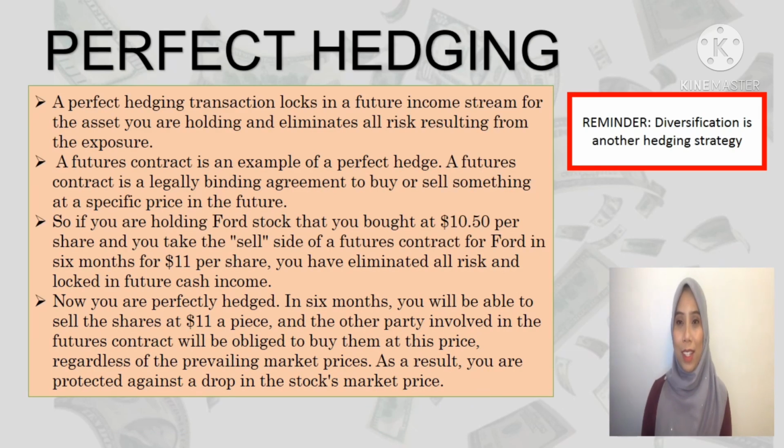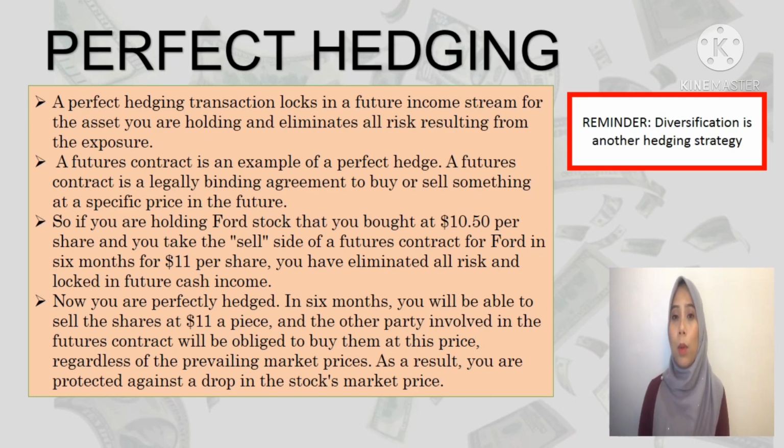What is a perfect hedging transaction? A perfect hedging transaction locks in the future income stream for the asset you are holding and eliminates all risk resulting from the exposure. A future contract is an example of the perfect hedge. A future contract is a legally binding agreement to buy or sell something at a specific price in the future. So for example, if you are holding Ford stock that you bought at $10.50 per share and you take the sell side of the future contract for Ford in 6 months for $11 per share, you have eliminated all risk and locked in the future cash income. Now you are perfectly hedged.